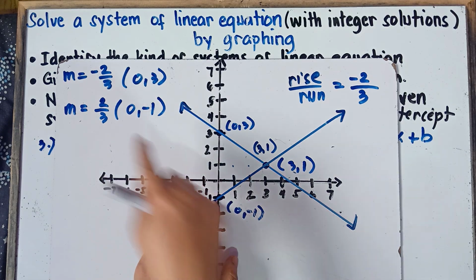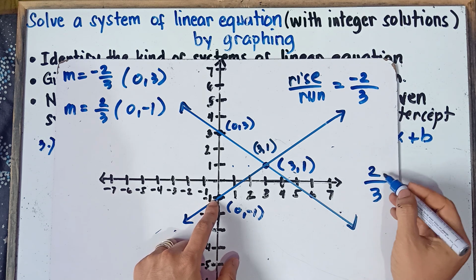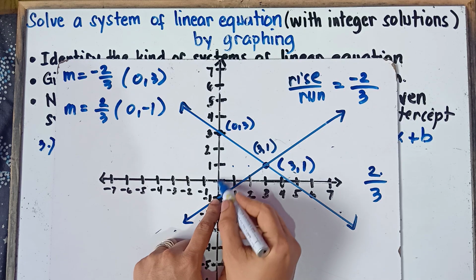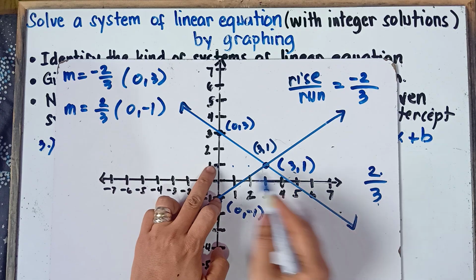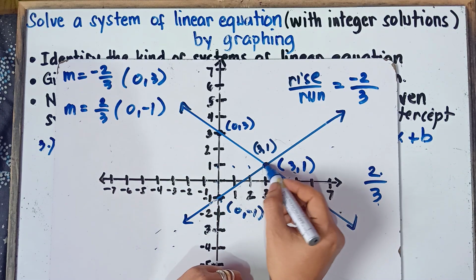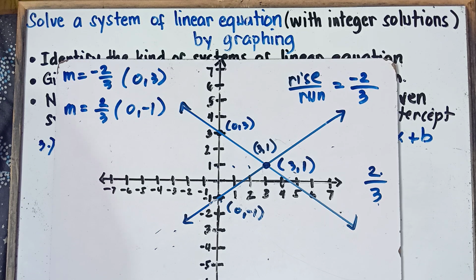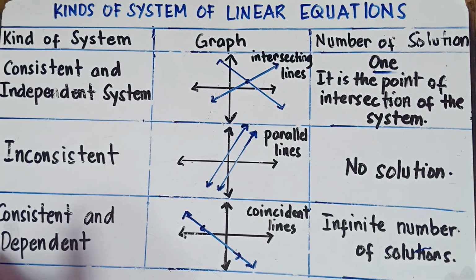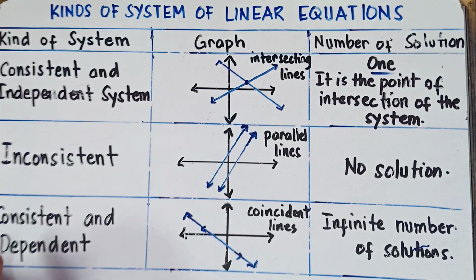And then the slope, we have positive 2 over 3. Rise is positive 2. So starting from this point, move 2 units upward, 1 and then 2. And then run is positive 3, therefore you move 3 units going to the right. 1, 2, 3. Alright, and this will be the point of intersection, 3 and then 1. So we have intersecting lines. Therefore, the answer for the kind of system for number 3 would be consistent and independent system.